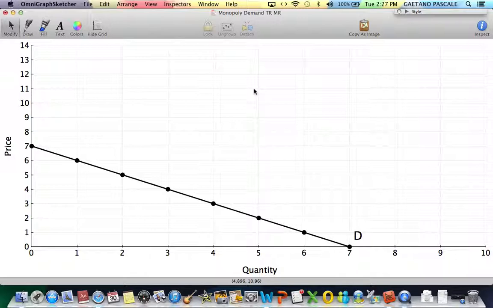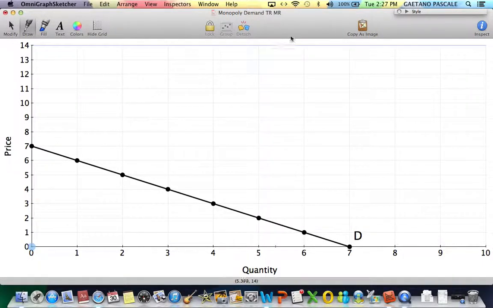So what we need to do from here is to calculate our total revenue. And total revenue is just price times quantity. So we have the information that we need in the demand curve because it represents price and quantity combinations. So if we take a look, at a price of 7, people don't want to buy anything, so 7 times 0 is equal to 0.